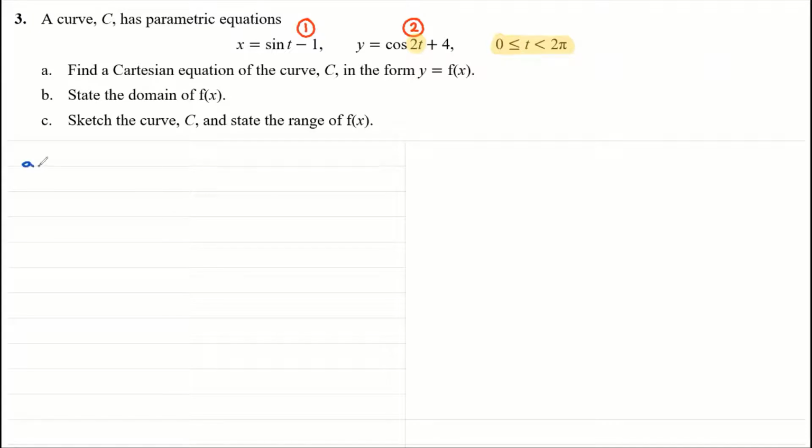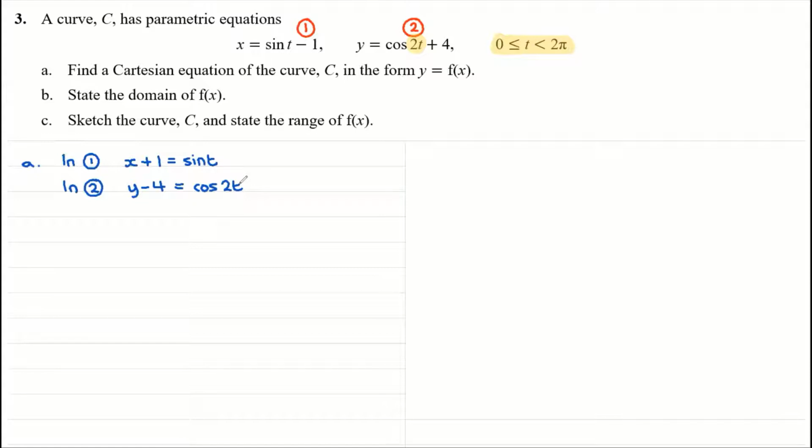So for part A, we're going to make sine t the subject in equation 1. So in equation 1, we have that x plus 1 would equal sine t, just by adding 1 to both sides. And in equation 2, we have that y subtract 4 would equal cos of 2t. Right, there's nothing else we can do at this stage. That's it in terms of rearranging the equations. And please note that says in equation 1, not ln, in case you were wondering.